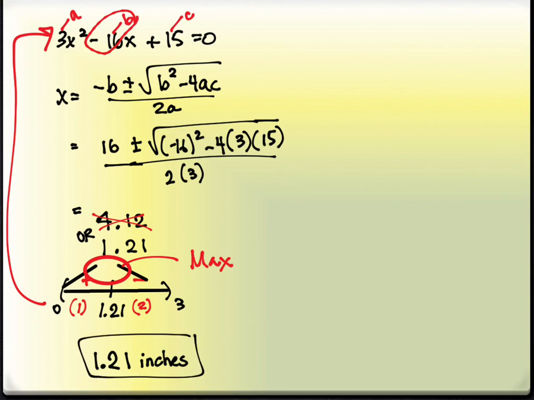Now, they still could have asked you other things, right? They could have asked you, find the perimeter of the bottom part of the box, right? They could have asked a different question, but they didn't.